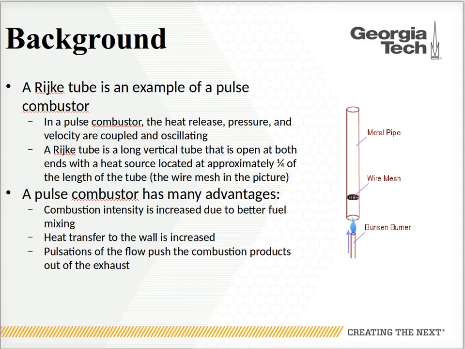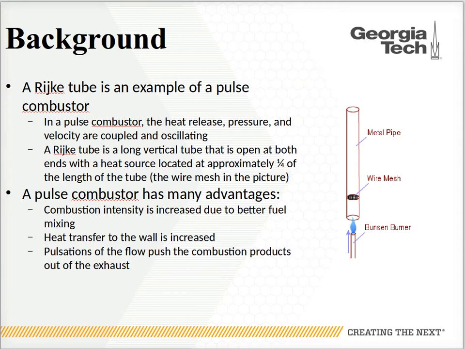The Reiche tube, as I said, is an example of a pulse combustor, and it is a long vertical tube that is open at both ends with a heat source located approximately 1/4 of the length of the tube. Here you can see in the picture that the wire mesh is the heat source of this particular Reiche tube. The Reiche tube's main function is that it turns heat energy into sound energy, and it can be a very good example of resonance.